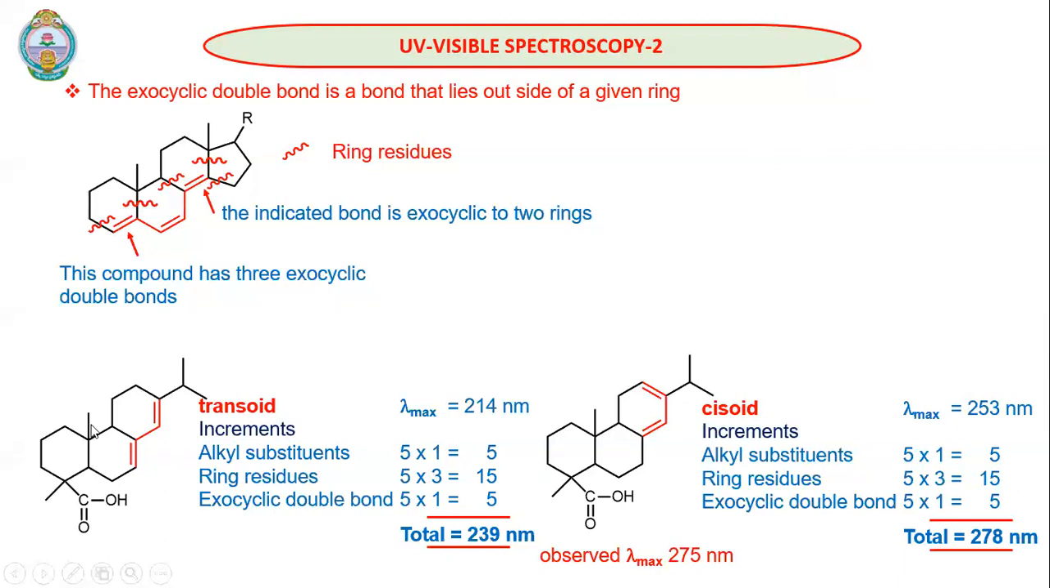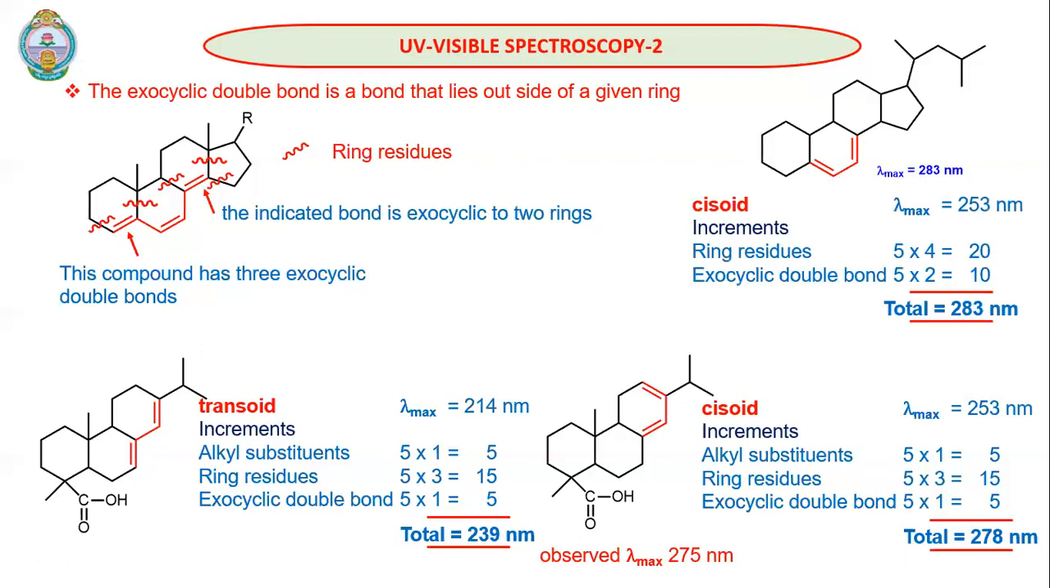Now we also have a methyl group here, a methyl group here, a carboxylic acid here. But see, these are not considered as alkyl substituents because they are not present on the parent system. So whatever is directly attached to the parent system, we will consider only those substituents. Substituents which are far away from the parent system, we don't consider them.